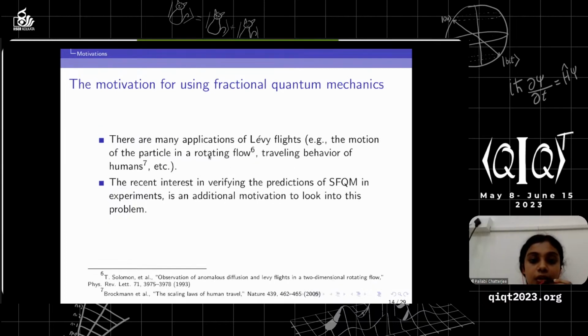Now, why are we using this space fractional quantum mechanics? There are some examples, some applications of Levy flights: the motion of a particle in a rotating flow, the traveling behavior of humans. The path they follow in these processes is a Levy flight path. And recently there are some experimental proposals for verifying space fractional quantum mechanics. So that's why we are studying this.